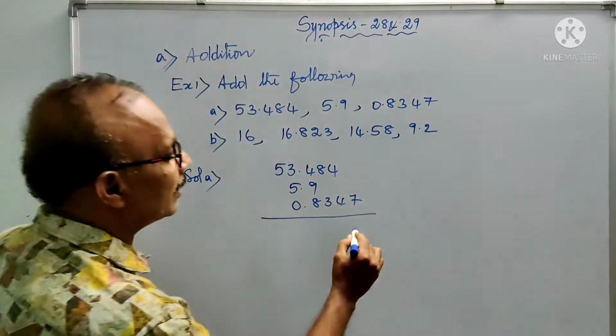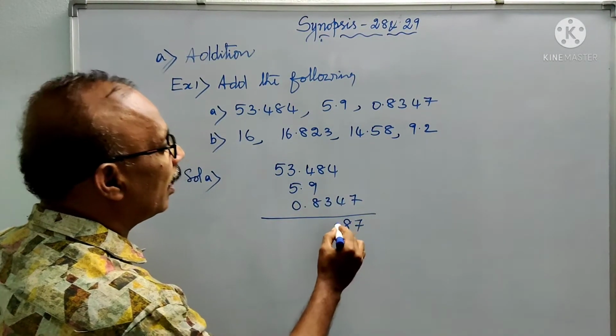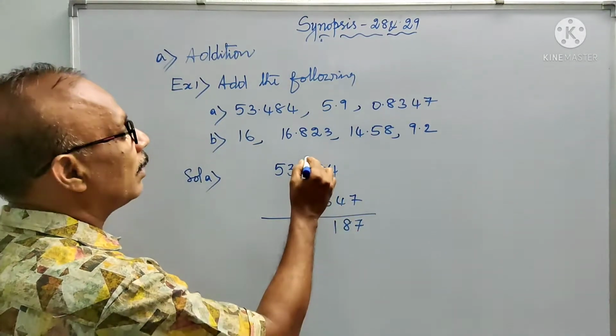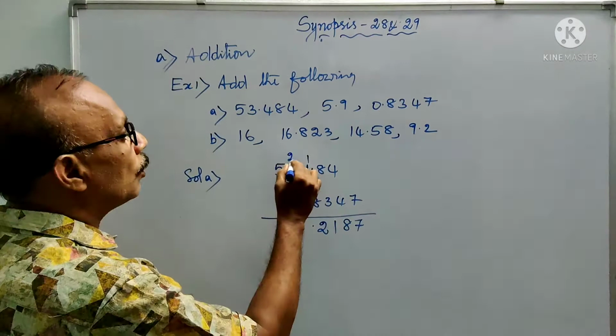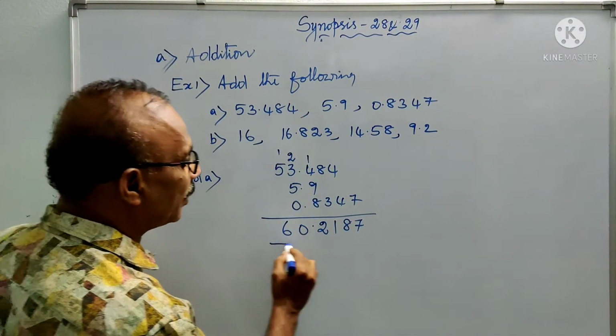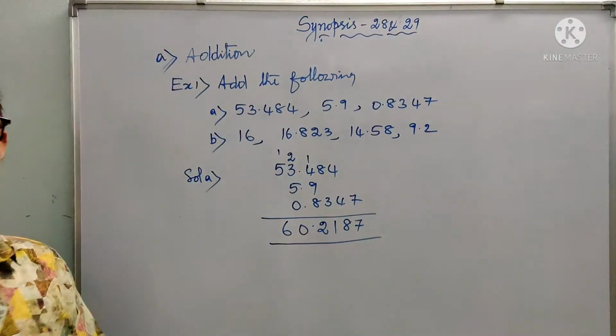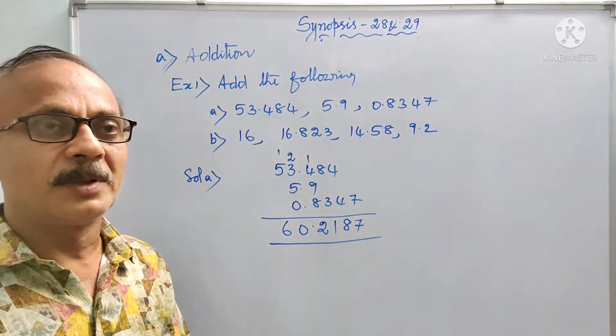Now add as usual. 7, 4 plus 4, 8, 8 plus 3, 11, 5, 14 plus 8, 22, 2, 5 plus 5, 10, 1, 60.2187. So this is how we add decimals.